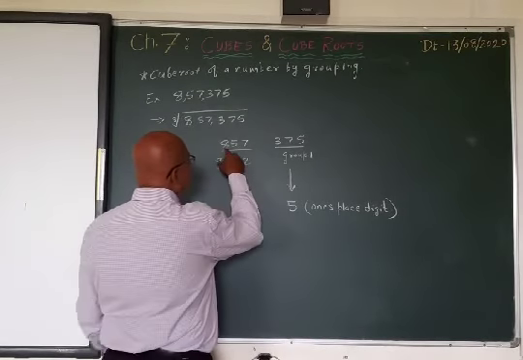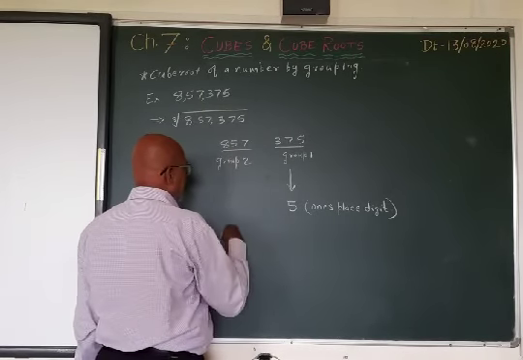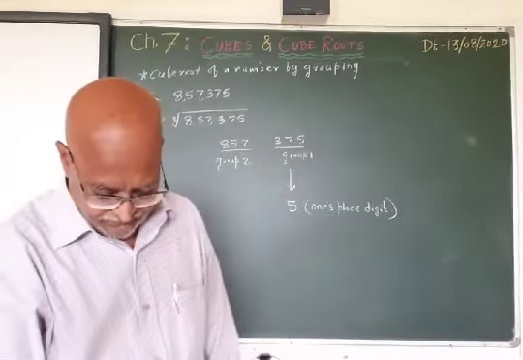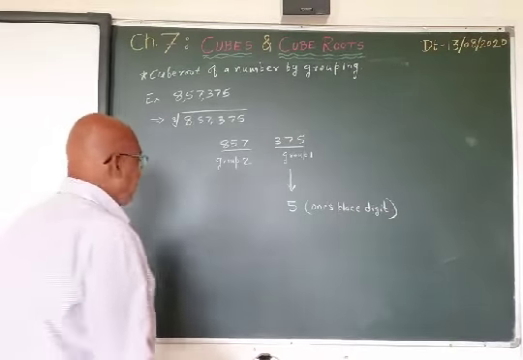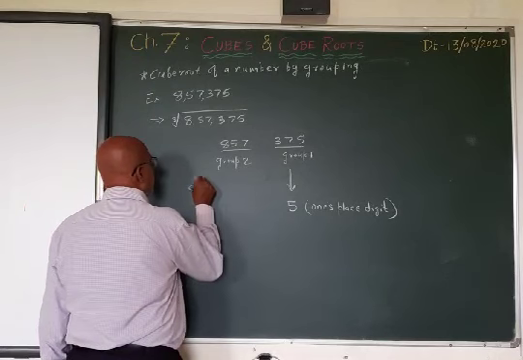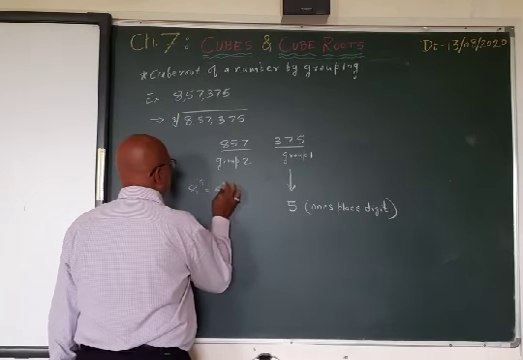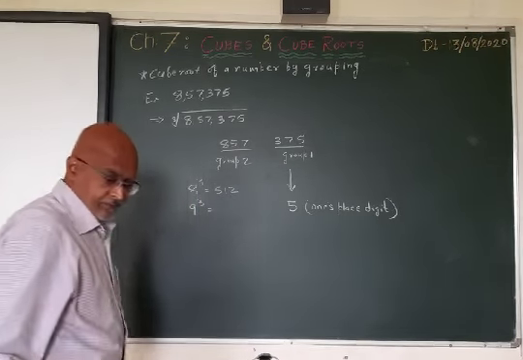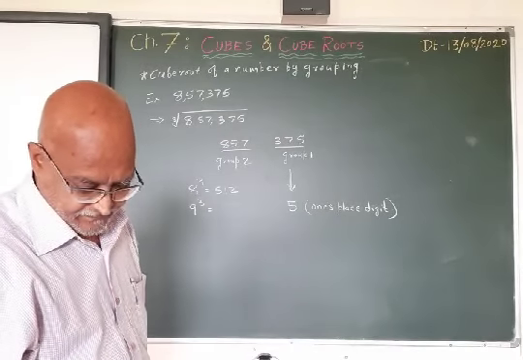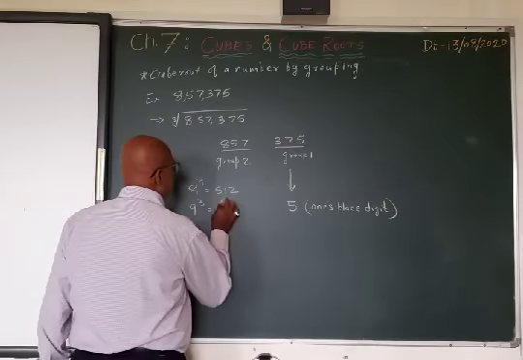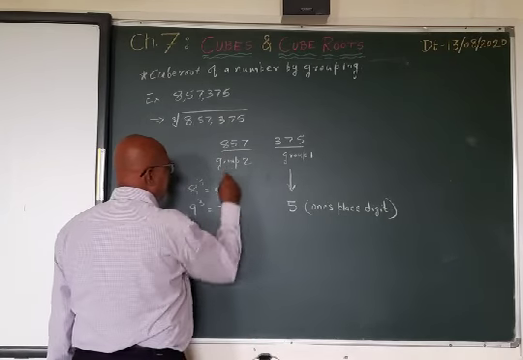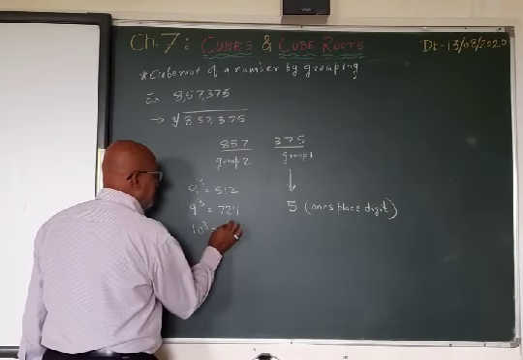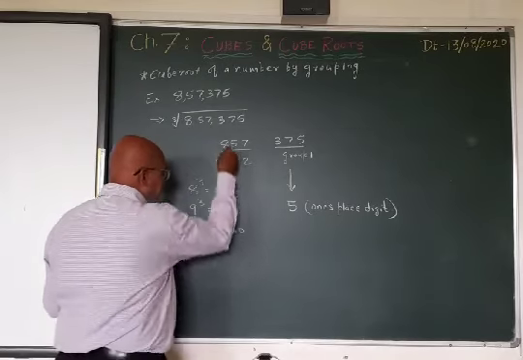Now 857. We have 8 cube as 512. 8 cube equal to 512. 9 cube equal to 729. Still it is less than this number. So we'll go for 10 cube. 10 cube is 1000.